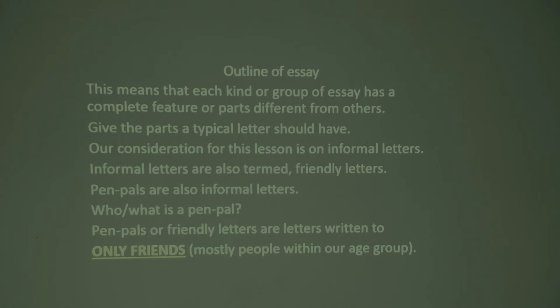And these letters to friends could be pen pals, people you don't regularly meet. It could also be to people that you regularly meet. But the most important thing is that you are writing to only people you consider as friends. And who are friends? To make us understand, we say mostly people within our age group. For example, I'm your teacher for this class. At a formal level, you can call me, I'm your teacher. You relate to me formally as your teacher. But you could also be a friend to me. But this kind of friendship, we are not of the same age group.